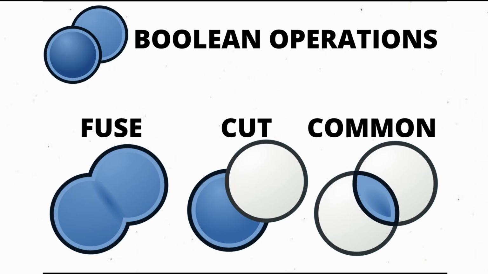Common, or intersection, keeps only the part where the two solids overlap. Everything outside the shared volume is trimmed away.